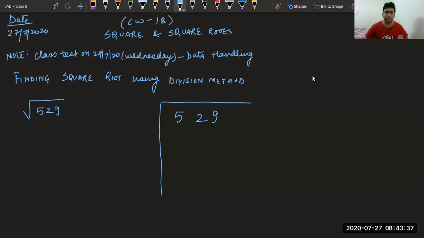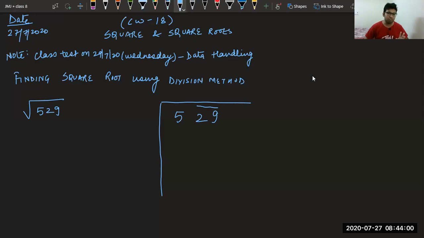Then you start making pairs. If the number is normal without any decimal, we start making the pairs, that is a group of two numbers, from the right end. You can see, you will start from the right end like this. So 2 and 9 will be the first pair. You will see 5 is alone over here. As 5 is alone, we will add 0.